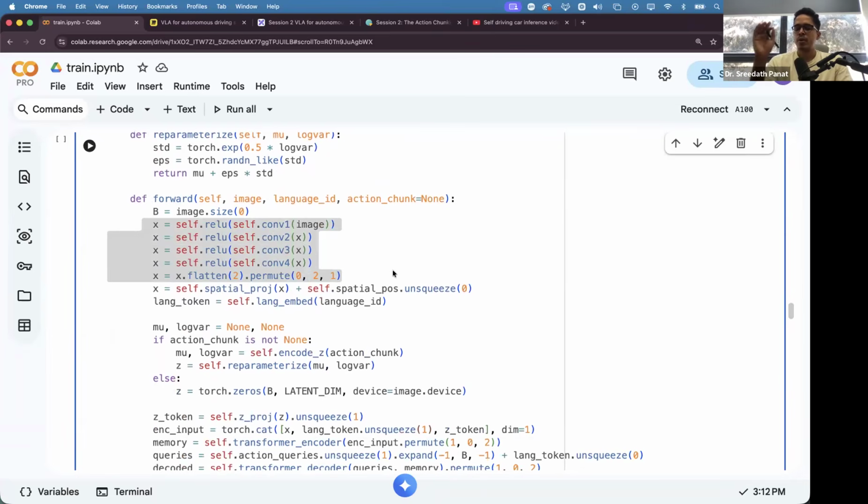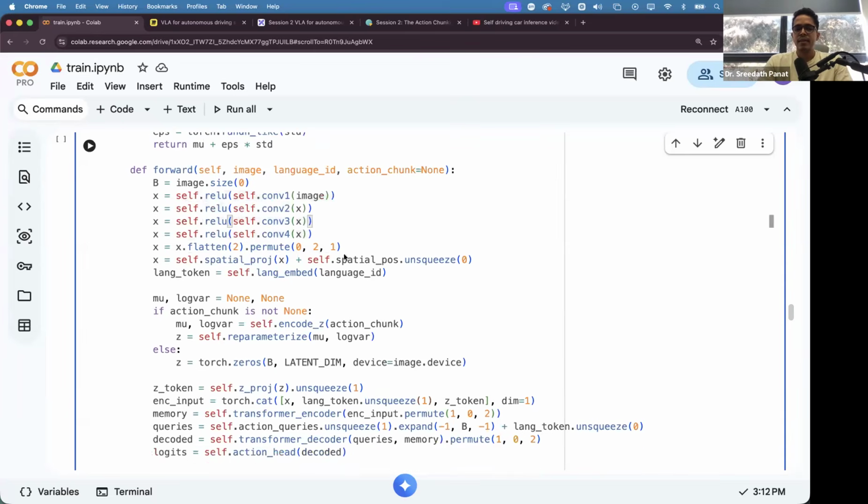It's the 2D convolutional neural net, CNN, with ReLU activation. After each CNN, there is ReLU. So self.conv1 followed by self.ReLU, then again self.conv2 followed by ReLU. Then there is a flatten followed by spatial position embedding. So this flatten followed by spatial position embedding is basically you convert 64 2D tokens into 64 one-dimensional tokens, and then you add spatial position embedding, which is just what you do before passing into the transformer encoder.